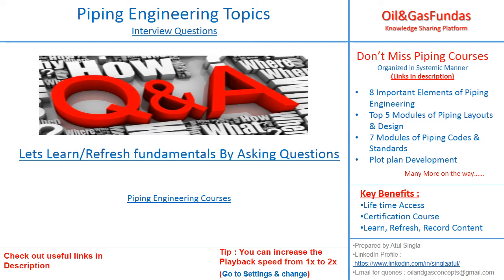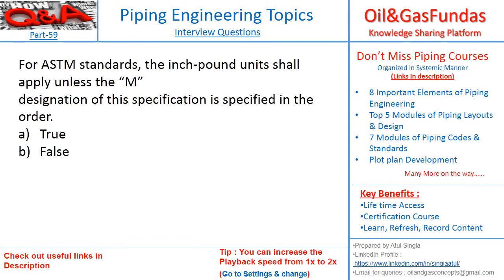So let's continue with the session. For ASTM standard, the inch-pound units shall apply unless the M designation of this specification is specified in the order. Is it true or false?